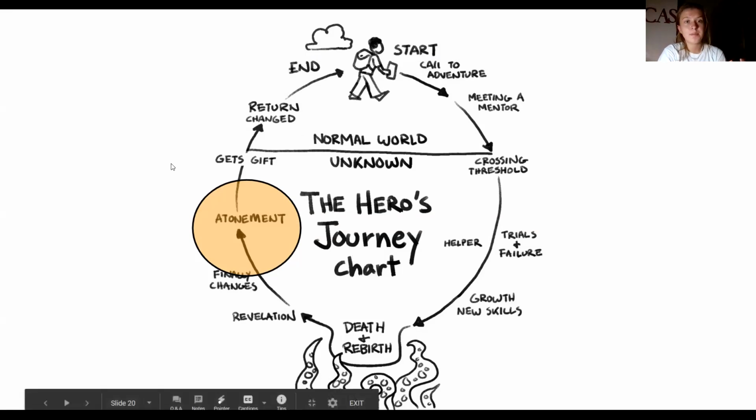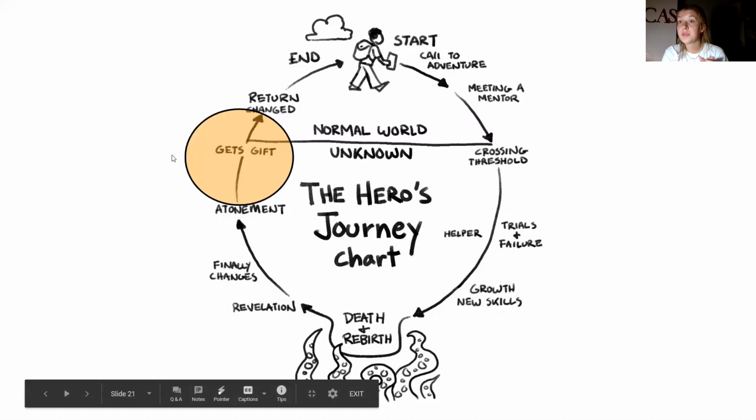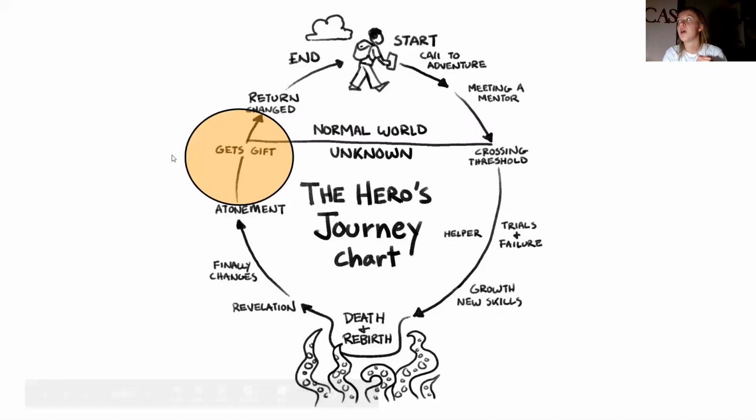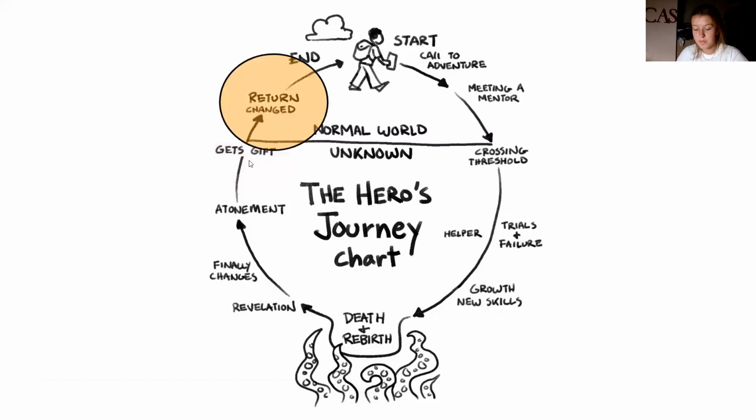Then next up is getting the gift. This can be extremely vague. So sometimes it can be a gift like from the mentor that they met at the beginning. It can be a physical gift, maybe like an elixir or something like that. But getting the gift is basically just something that they get from this new world that they keep and take with them. So they return with the gift, and they return changed because they accepted that they wanted to be changed.